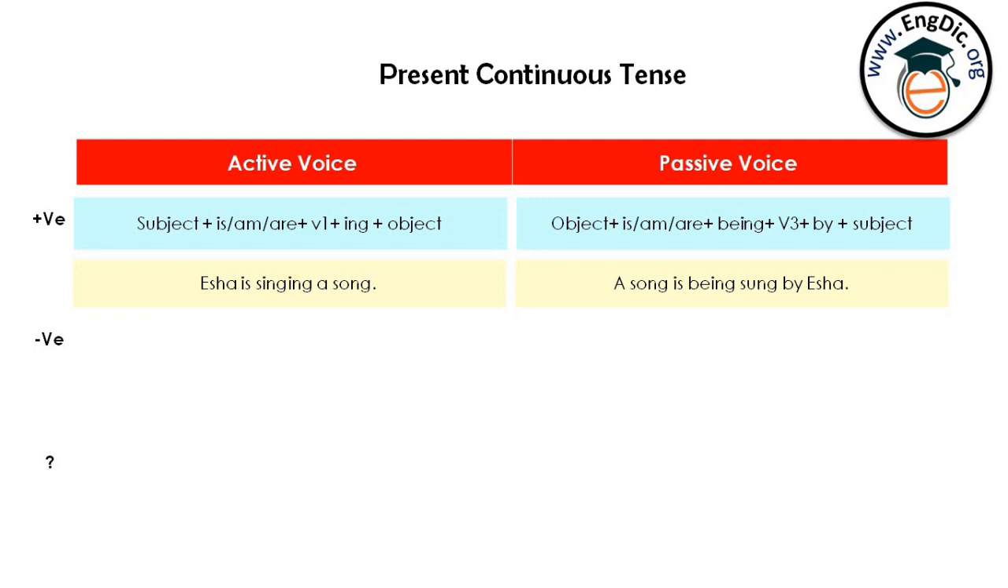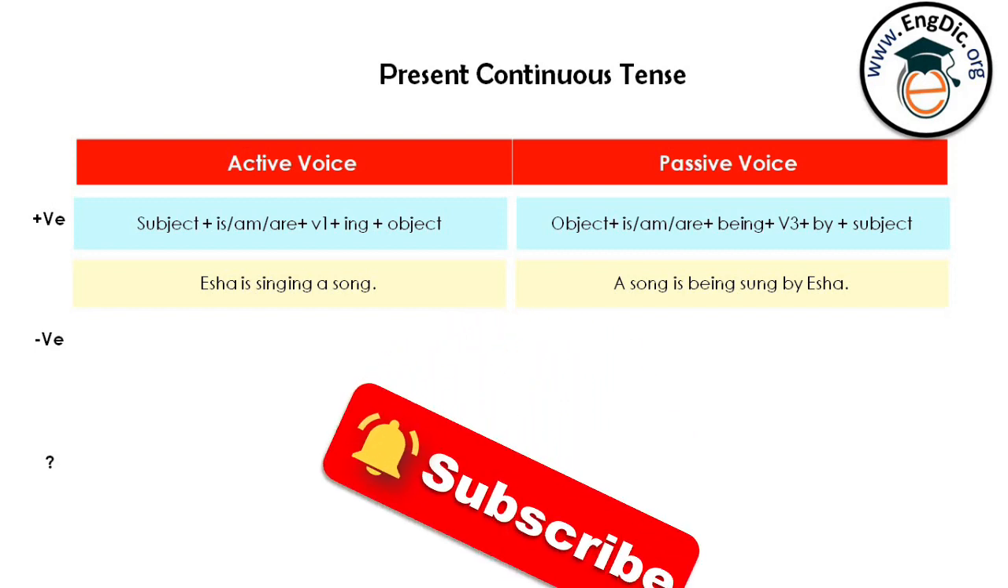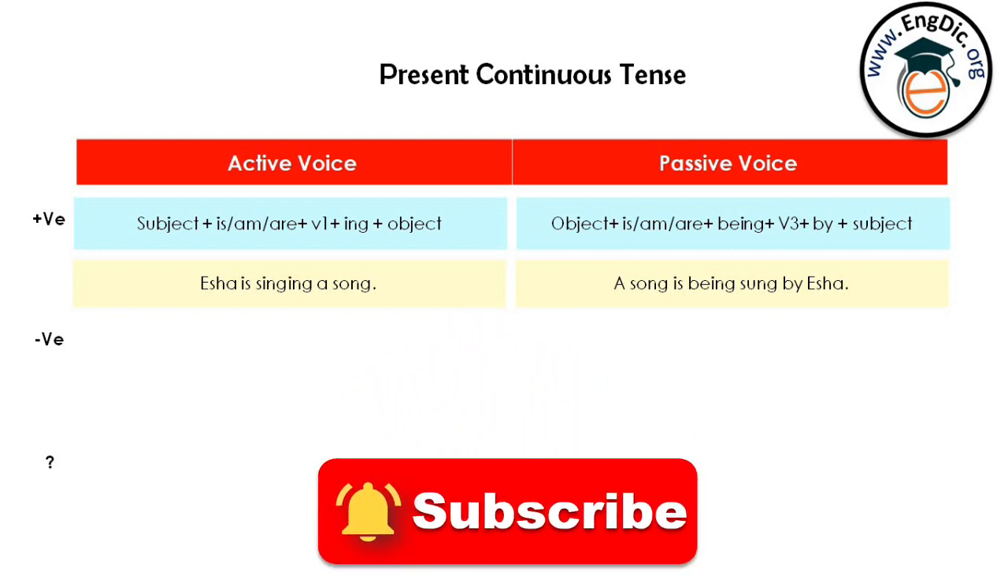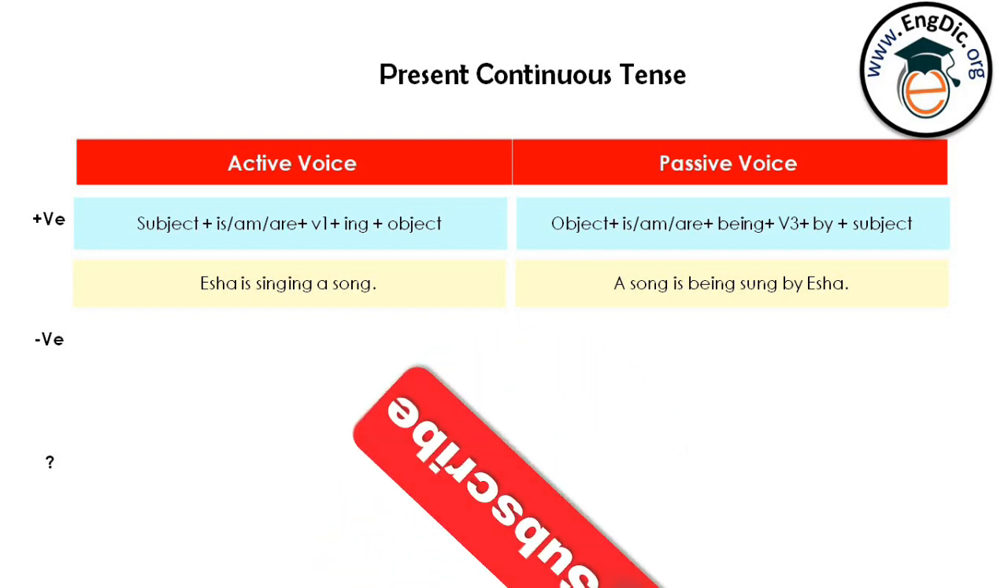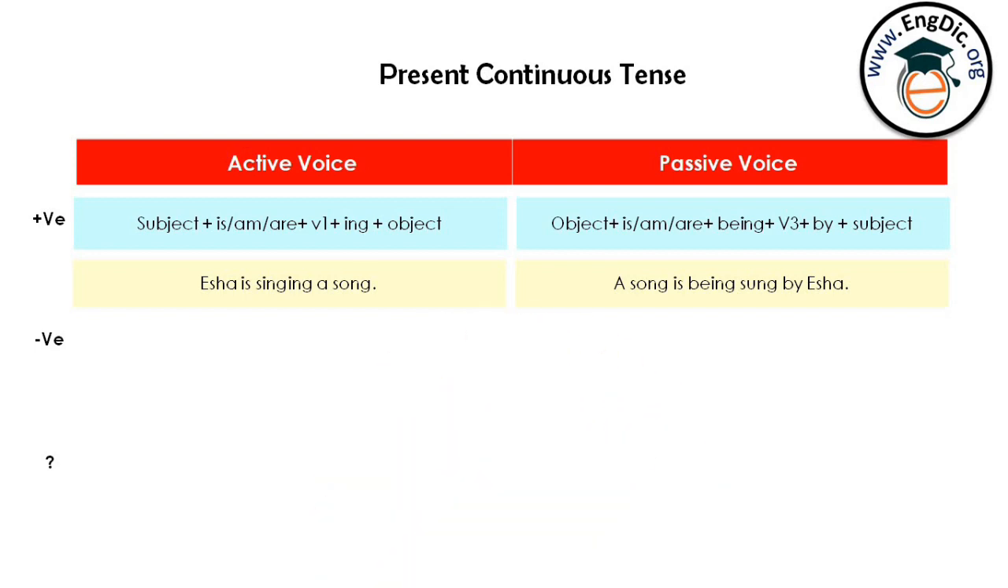Now what do we do in the passive voice? We change the subject with the object. So we put a song at the start of the sentence, and then is, then being, the third form of verb sung, by, and the subject Isha. A song is being sung by Isha.